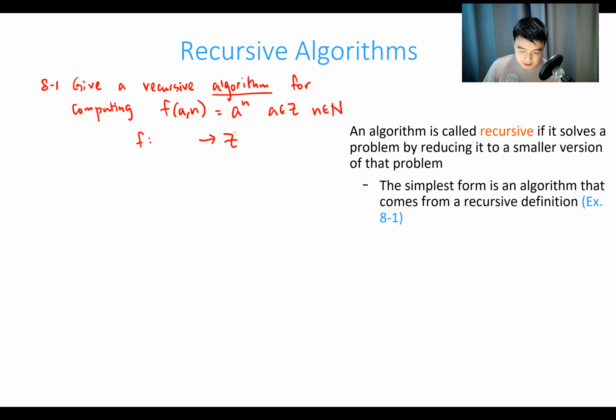So what about the domain? What is the set of inputs that I'm going to get for this function? Well, you might say integers because a is integers, right? But we also have this n, which is non-negative integers.